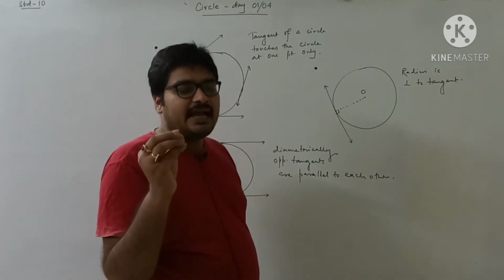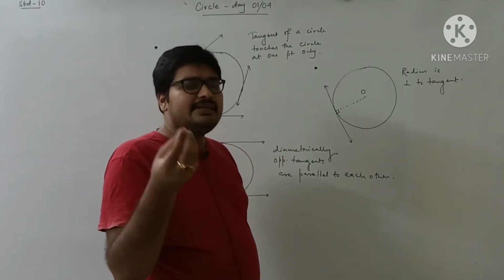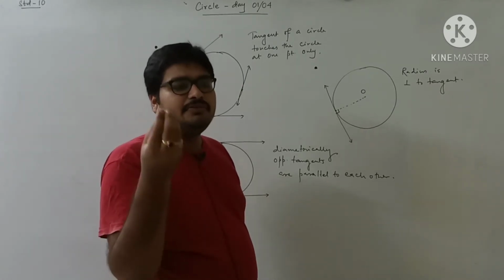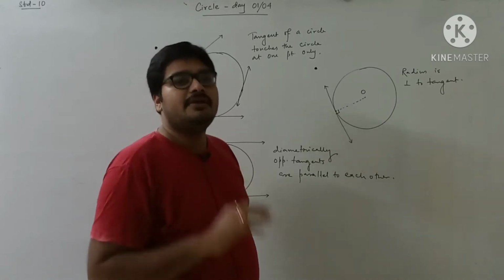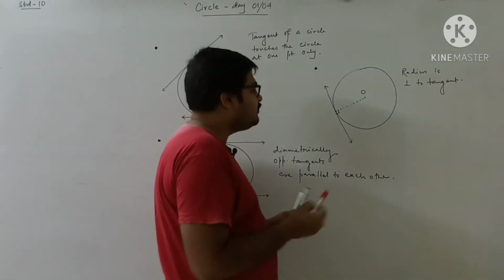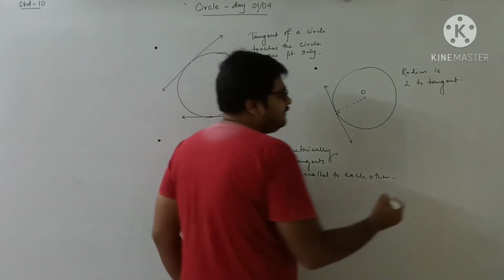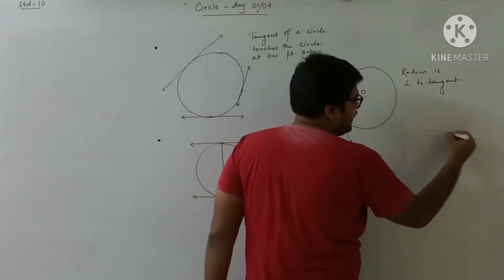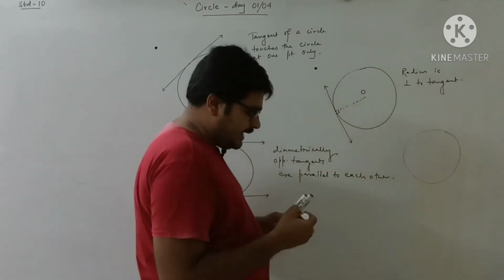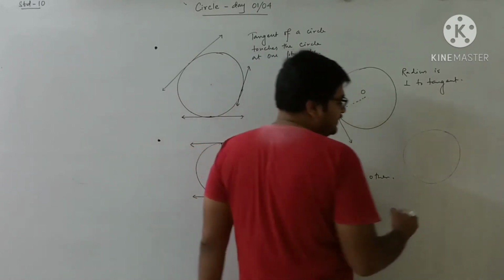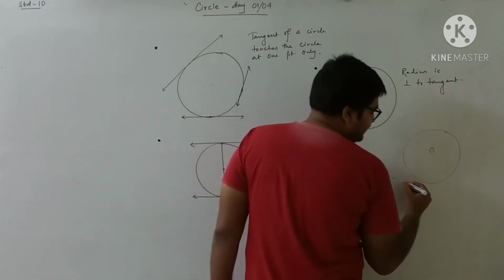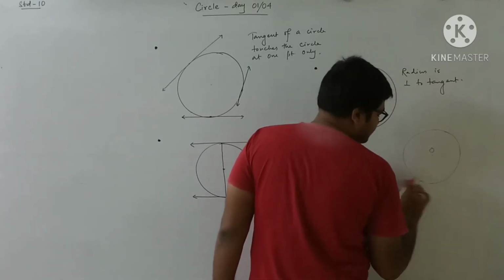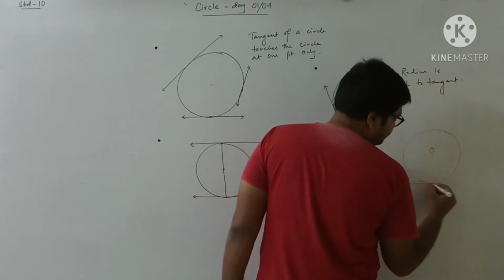So let's have an easy observation, an easy proof. We will do a verification for this, of why I can say that the radius is perpendicular to the tangent. For that, I have taken a circle here, and I have taken the center here. Suppose this is the tangent of the circle.